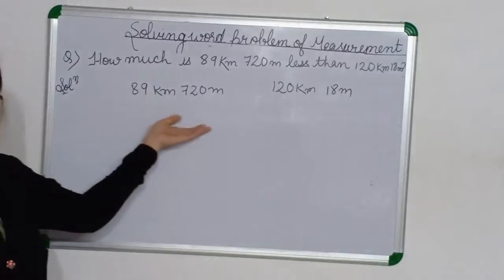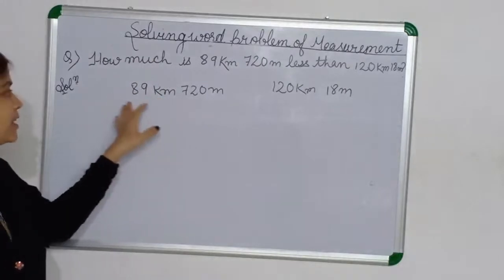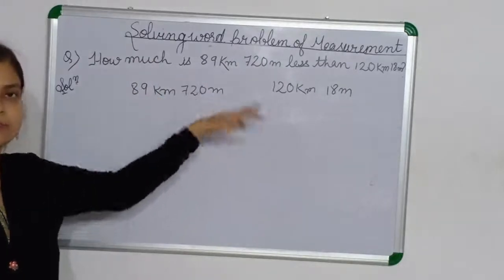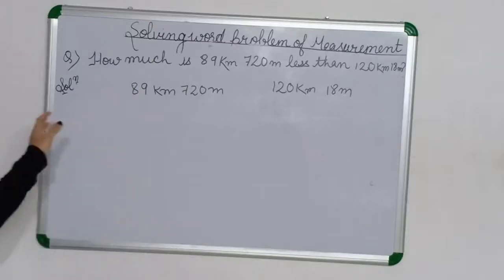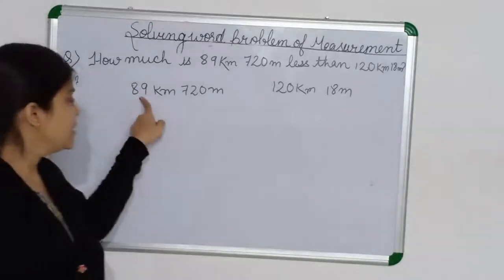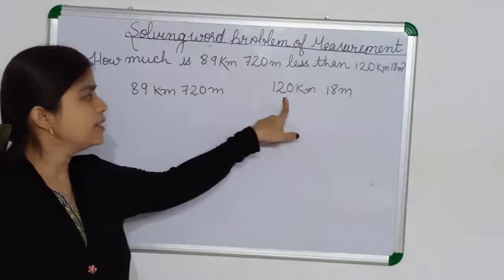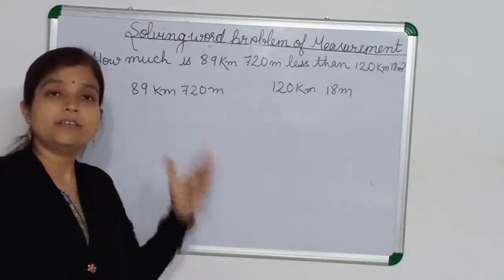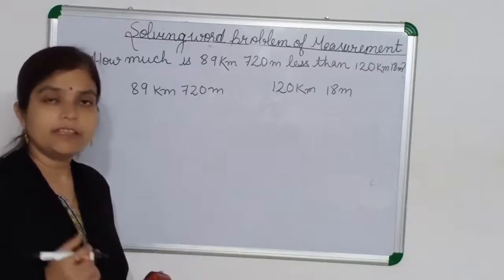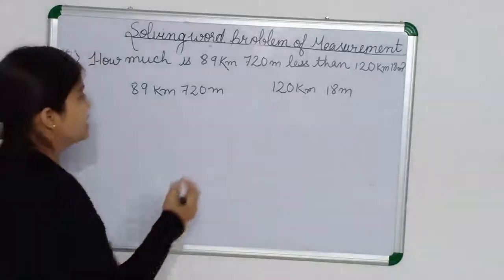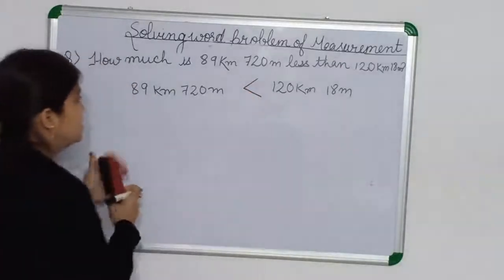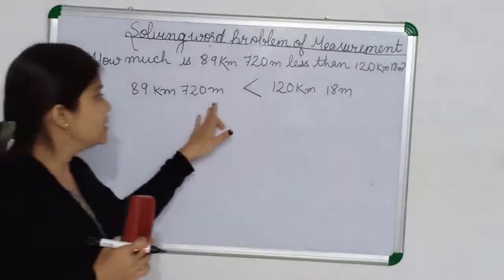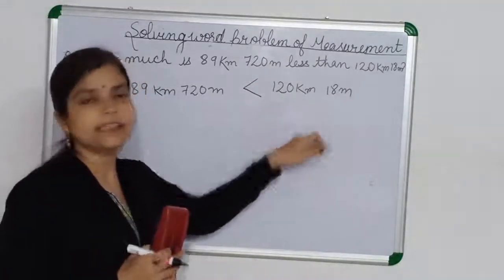When we are comparing, what are we comparing? First we compare the kilometers, then we compare the meters. So first let's compare kilometer. Here it is 89 kilometer and here it is 120 kilometer. Which is more? 120 is more, which means 89 is less. So 89 kilometer 720 meter is less than 120 kilometer 18 meter.